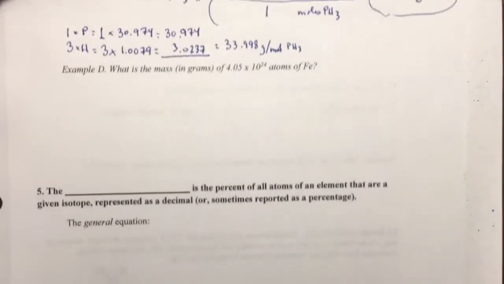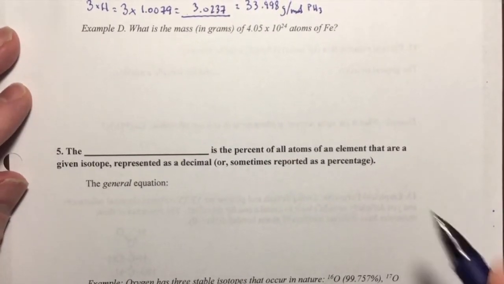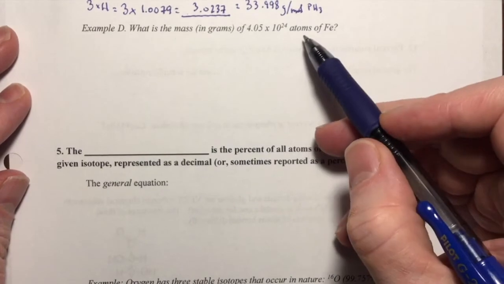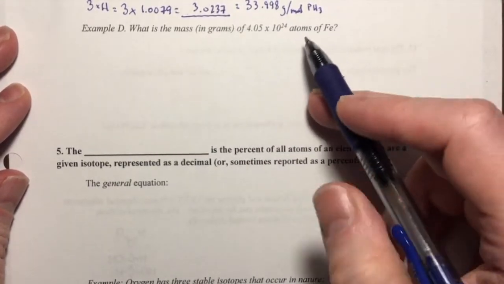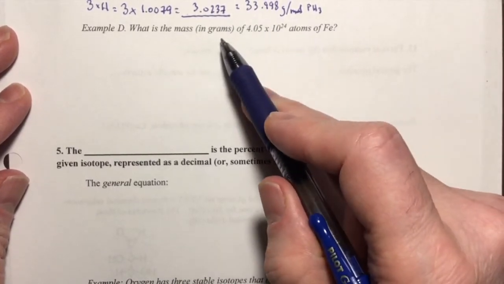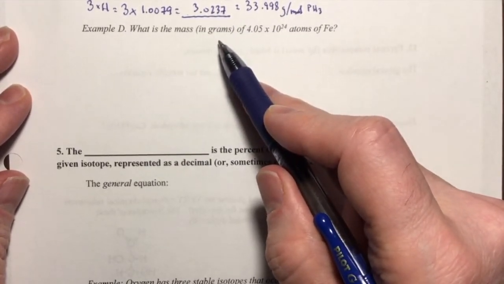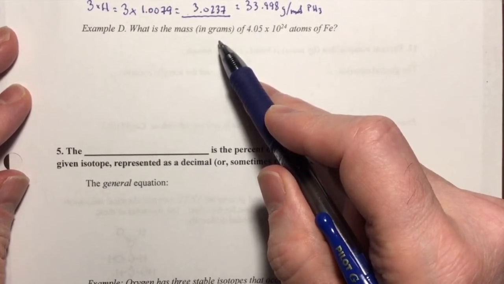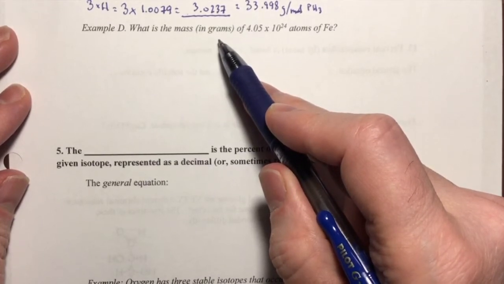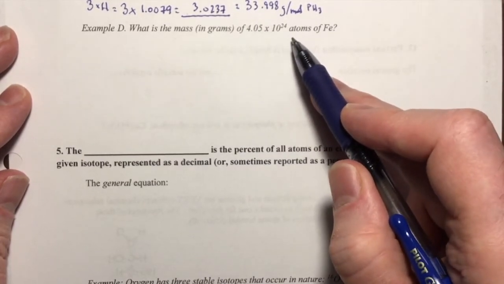Moving on to another example here, and we are continuing on with our molar mass conversions. Example D, what is the mass in grams of so many atoms? Now we're going to have to do a two-step conversion. I cannot go directly from atoms to mass in grams. I'm being asked for the mass in grams. So that's a clue right there that I'm going to need to go through the molar mass conversion step. Since I'm going to go through the molar mass conversion step, which is the one that deals in grams, I'm going to need to convert these number of particles into moles first.